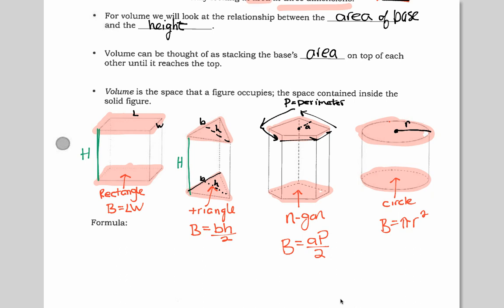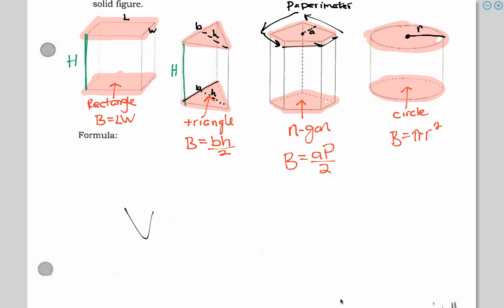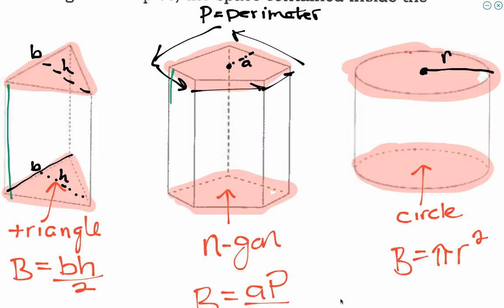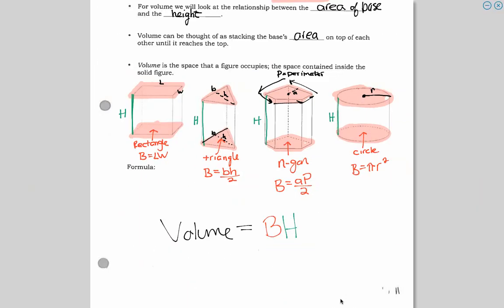So to find the volume, the inside three-dimensional space, volume is going to equal the area of the base that you identify. So you're going to calculate the area of that base, and then you're going to multiply it by however high that would stack. I stopped putting in my green H's here. So volume equals B times H.